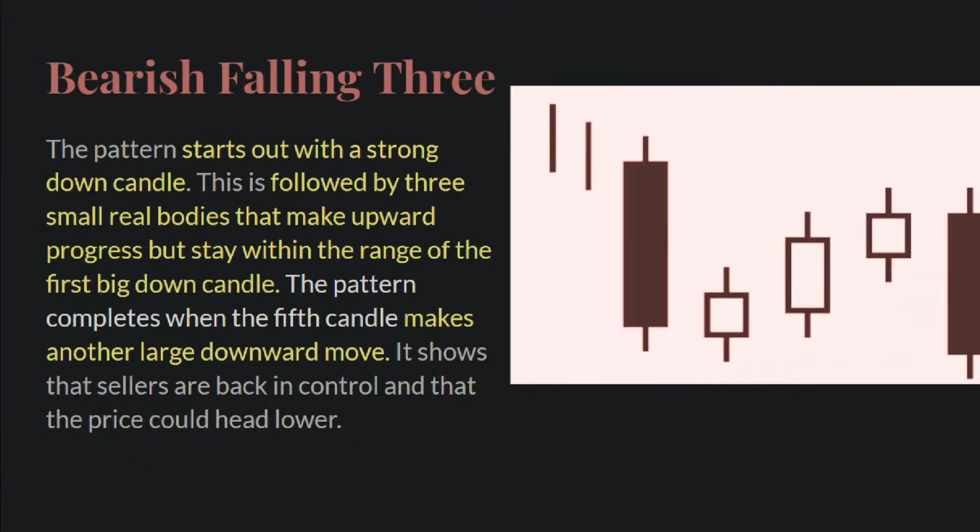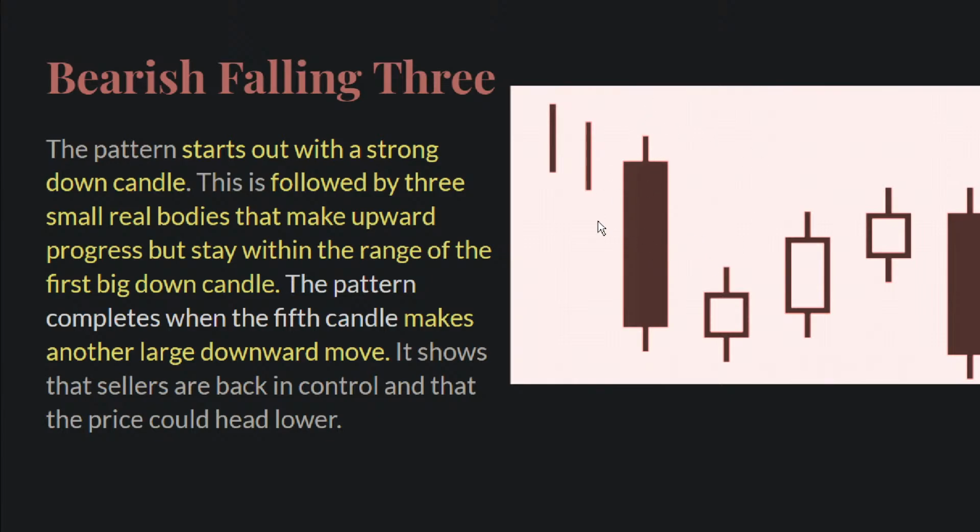And yeah, so here's a little bit more of an advanced one. This is the bearish falling three. The pattern starts out with a strong down candle, as we can see here. We're coming from a downtrend in most cases. And then we have this nice strong red candle. It's followed by three small real bodies. So we've got three small candles that make upward progress, but stay within the range of this first large drop candle. The pattern completes with the fifth candle, which actually makes a large downward move, very similar to the one that initiated the pattern.